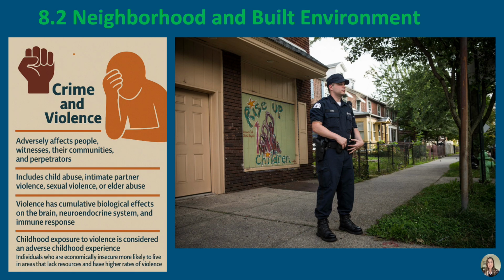So crime and violence. This adversely affects people who are experiencing the crime or violence, the people who witness it, the communities who are surrounding it, and the perpetrators. So this could be child abuse, firearm violence, intimate partner violence, sexual violence, or elder abuse. Violence has a cumulative biological effect on the brain. We know that the neuroendocrine system and immune responses are triggered, and this repeated exposure to crime and violence is linked to increases in negative health outcomes.